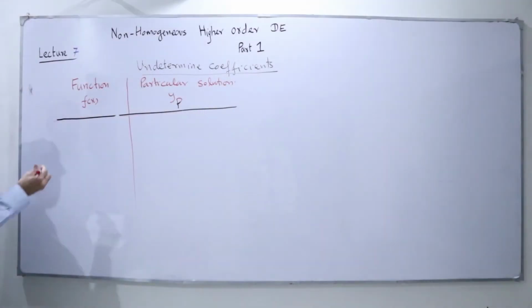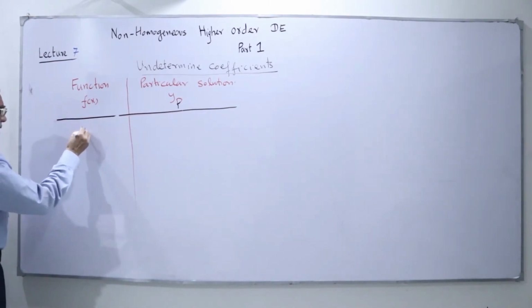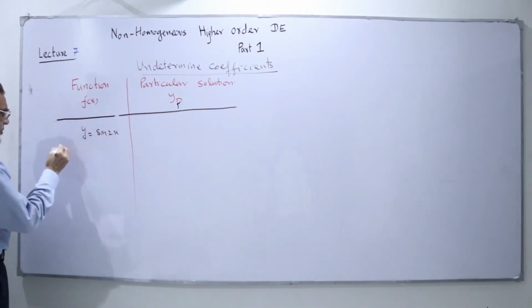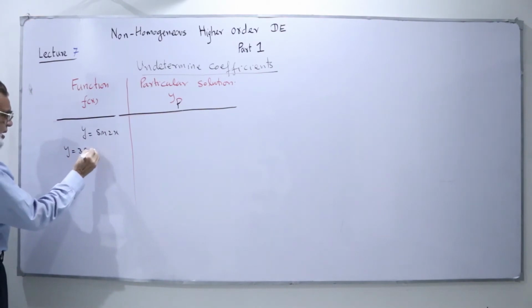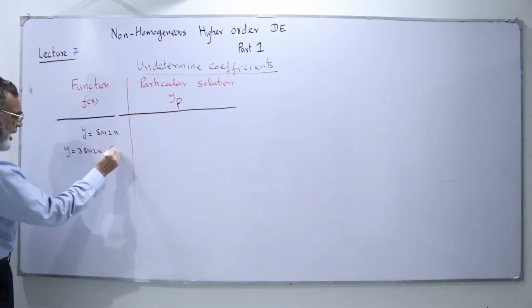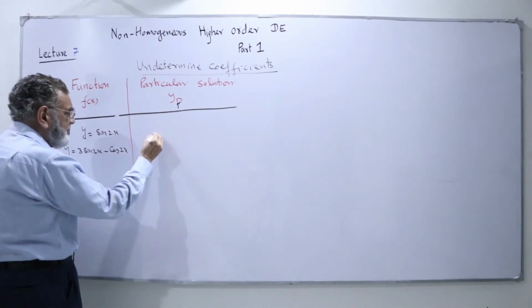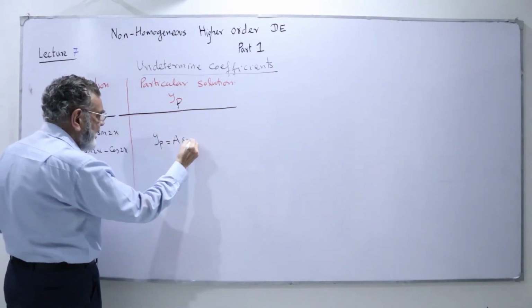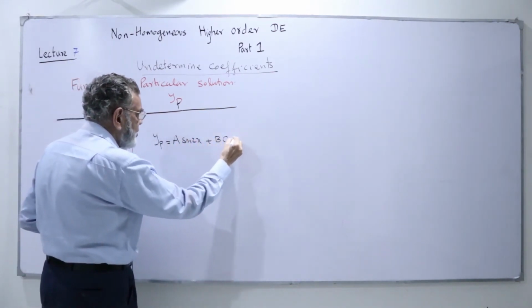Now we are going to have the exponential function as the sine cosine function. For example, I have here y equal to sine 2x. I can have here y equal to 3 sine 2x minus cosine 2x, or any combination of these. My yp will be equal to a sine 2x plus b cosine 2x.